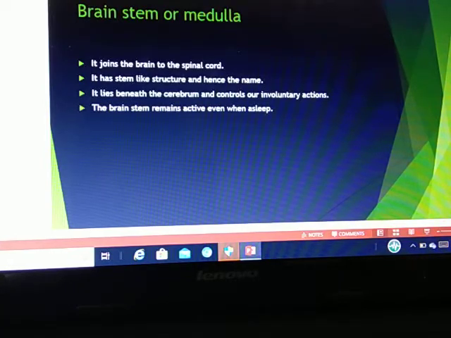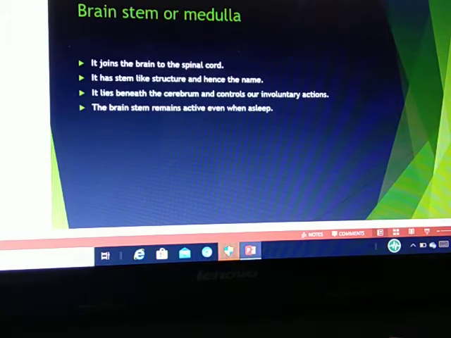Involuntary actions are like sneezing, heartbeat, breathing, food digestion in stomach. All these movements or actions are known as involuntary actions. These actions happen on their own, so these functions are controlled by the medulla of the brain, or brainstem. Sneezing, heartbeat, breathing, food digestion in stomach, all these types of involuntary action are controlled by which part of the brain? Then it is the brainstem or medulla.